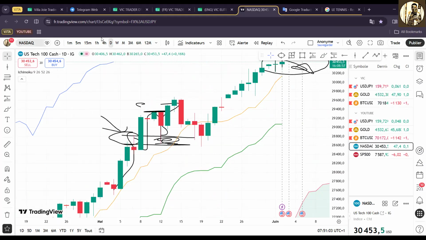literally on the same chart, on the same time frame, literally on the same time frame. That's how you know that.